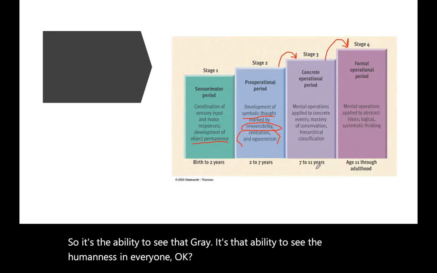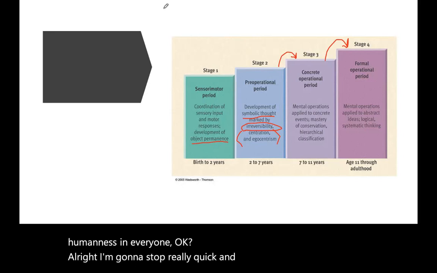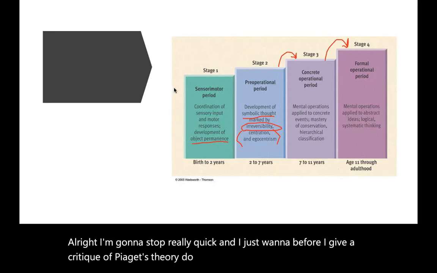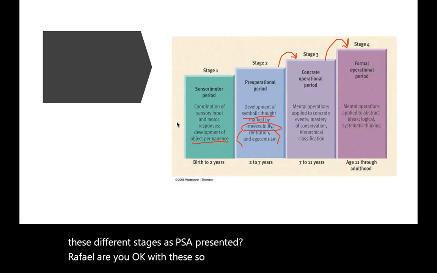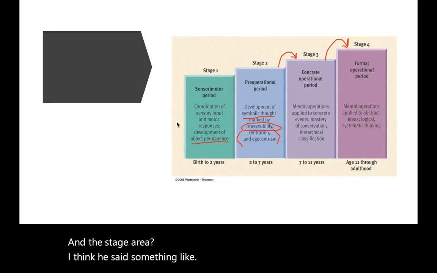All right, I'm gonna stop really quick, and before I give a critique of Piaget's theory, do we have just a basic understanding of these different stages as Piaget presented? Raphael, are you okay with these so far? It's a question about when he said in the stage area, I think he said something like, we are not in the gray area. Mm-hmm.